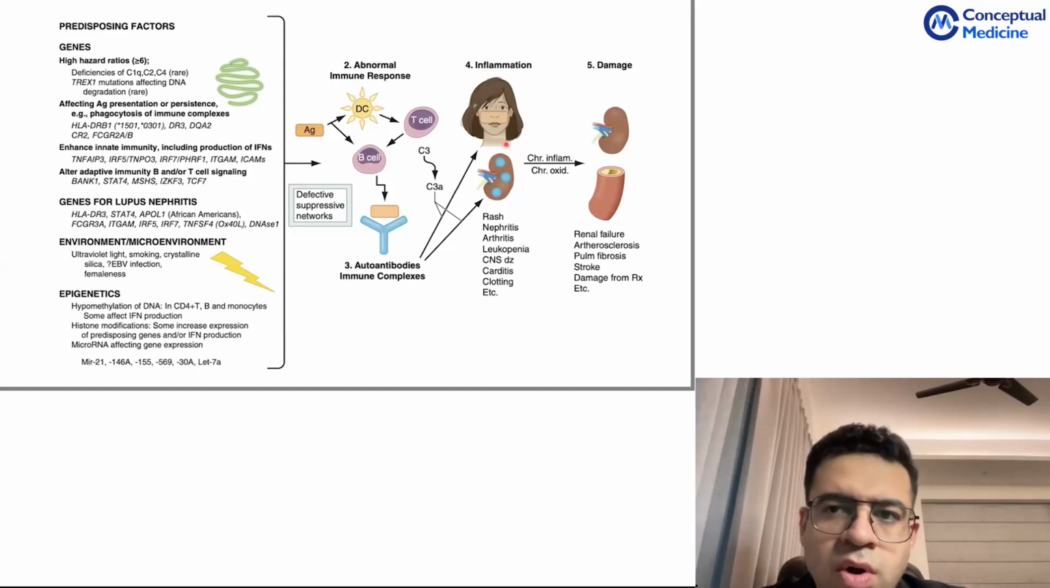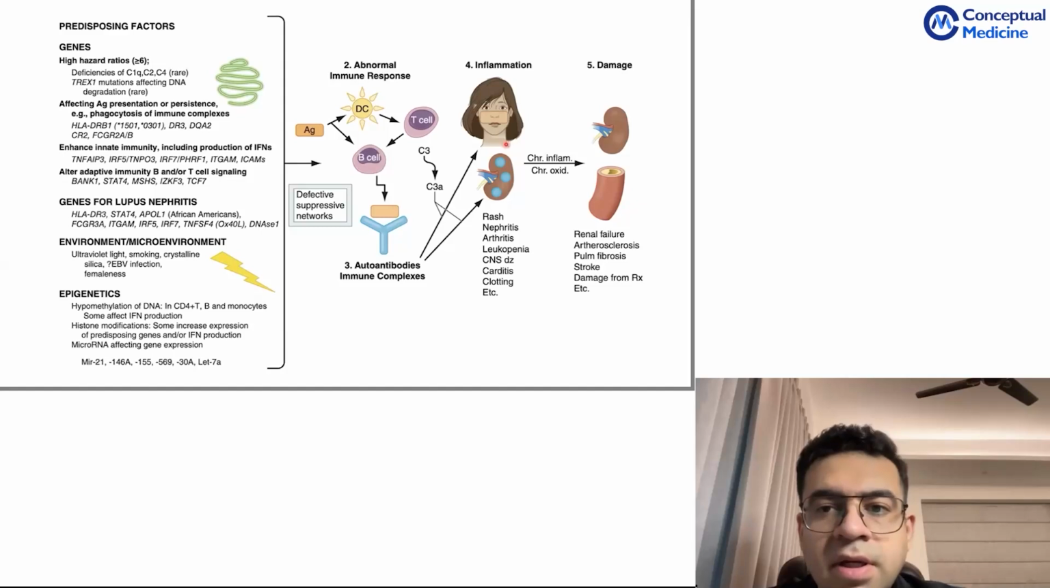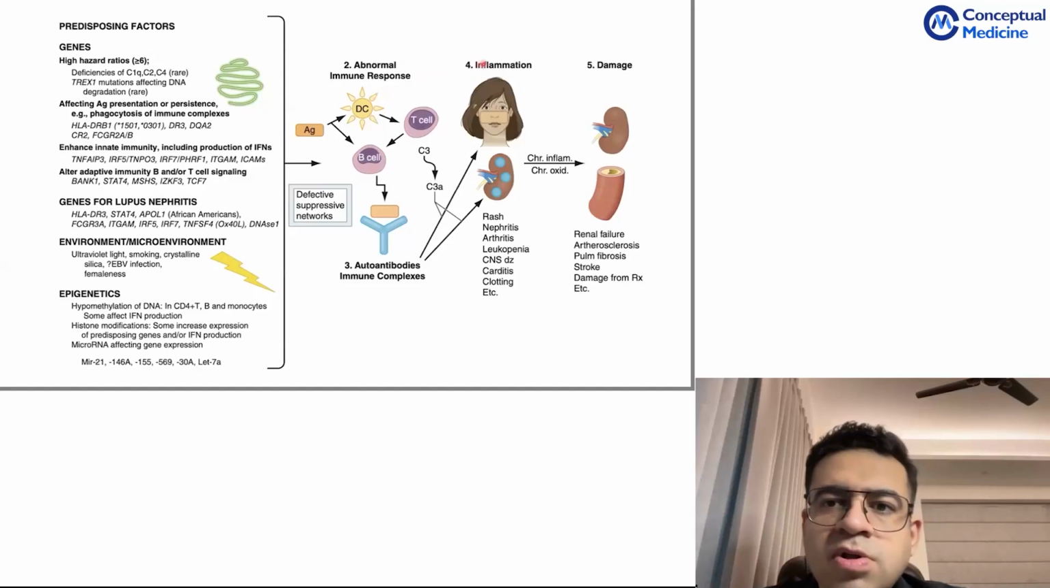So we are going to go into detail of all the clinical manifestations, how to diagnose, how to approach a patient of lupus, and how to treat. What are the guidelines? So this is how basically pathogenesis happens, from predisposing factors to abnormal immune response to inflammation, and later on that inflammation leading to damage in the particular organ.